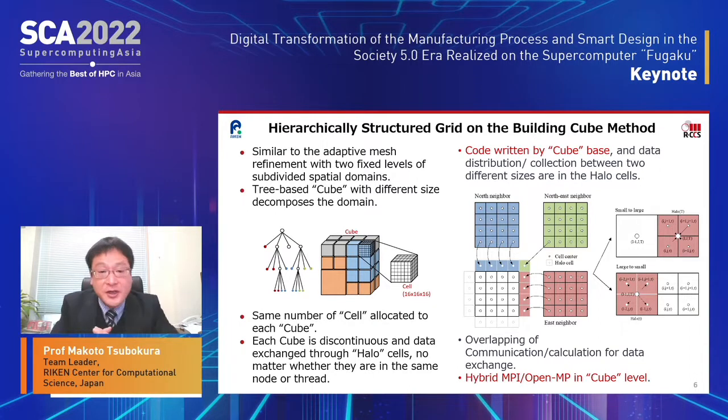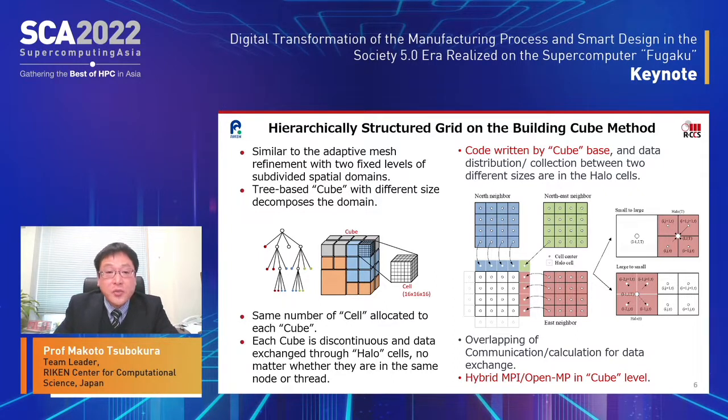So we fundamentally changed the data structure from unstructured to structured grid, considering its application to HPC on massively parallel environments. Here we adopted a hierarchical Cartesian grid system. The basic data structure is similar to that used in adaptive mesh refinement, having two fixed levels of self-divided spatial domains. The computational space is first divided into cubes, each of which is evenly divided into 8 cubes as higher spatial resolution is required. Each cube consists of numerical cells, typically 16 by 16 by 16 in our simulations.